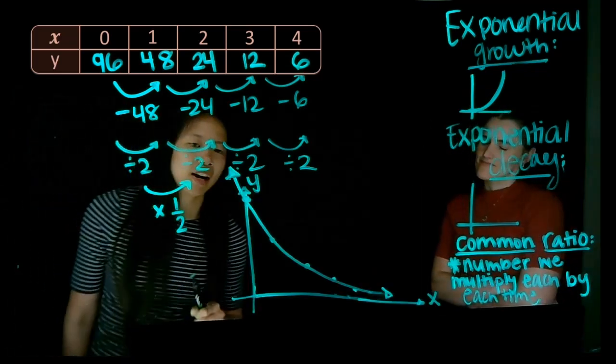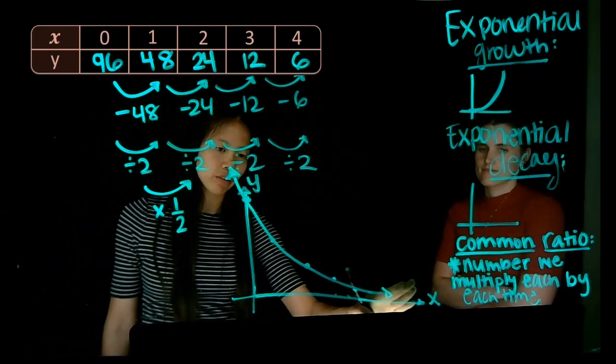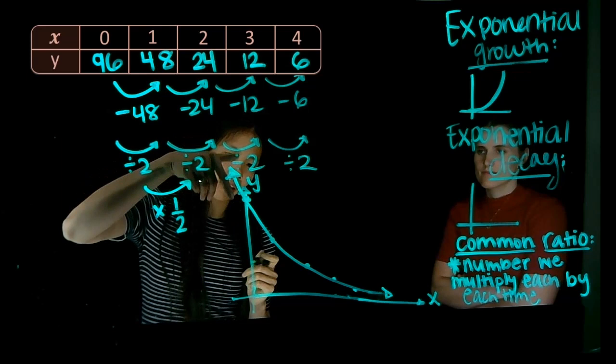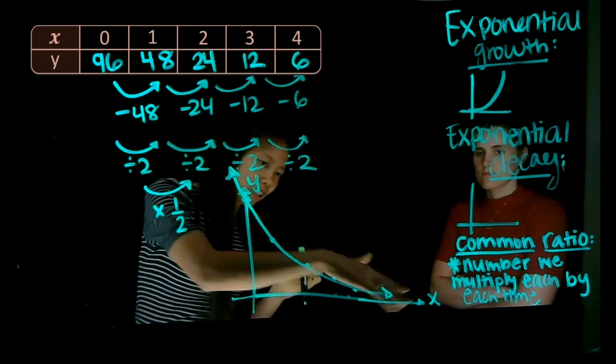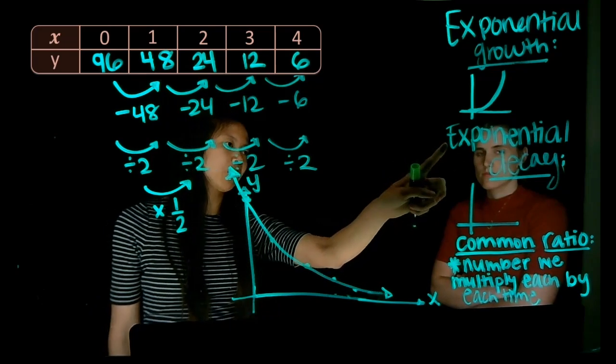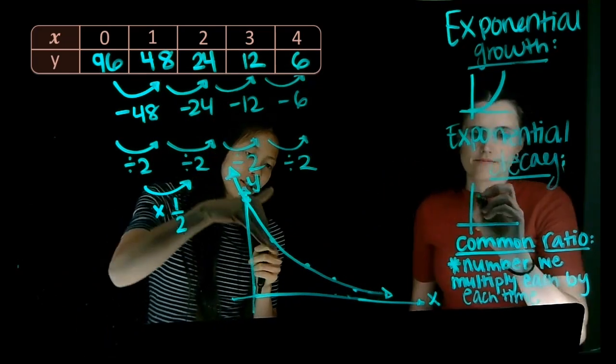Let's look at our graph here. If we were to do a rough sketch of the graph, we can see that it's not linear, right? It's not a straight line. It's just a nice kind of swooped downward shape, which is what we call exponential decay, because we are decreasing our amount each time.